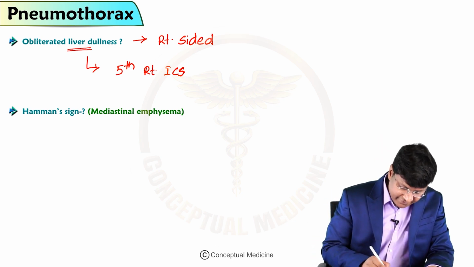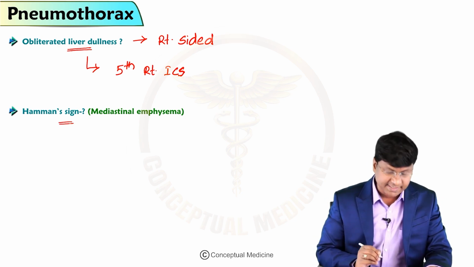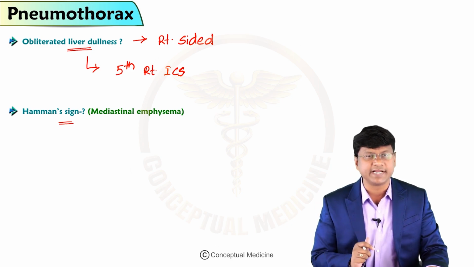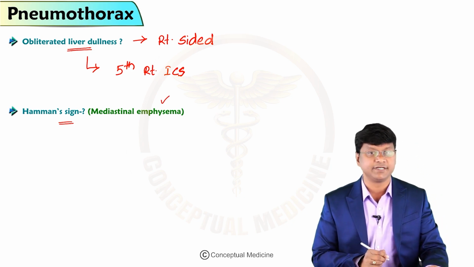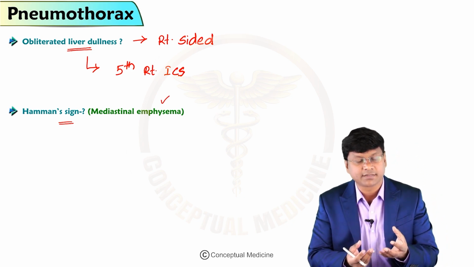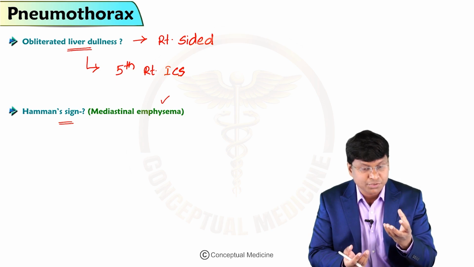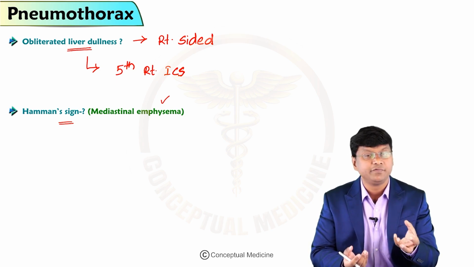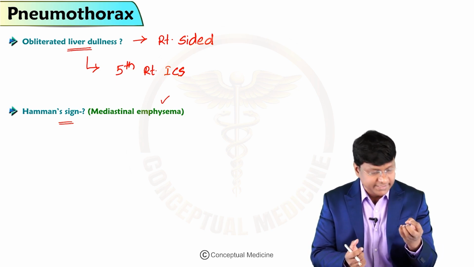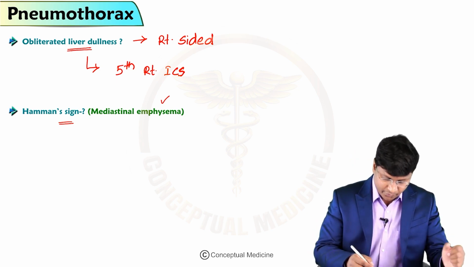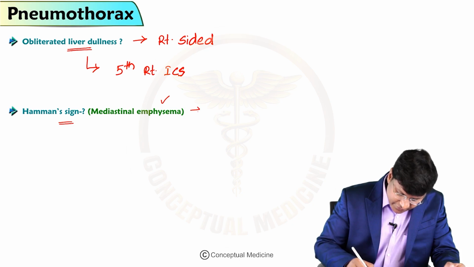Then, we have a very important sign called the Hamann sign. What do you understand by this Hamann sign? You will have this Hamann sign mainly in patients with mediastinal emphysema. What is emphysema? It is nothing but the accumulation of a pocket of air within the mediastinum. And this pocket of air can get ruptured, where the individual will develop the left-sided pneumothorax.